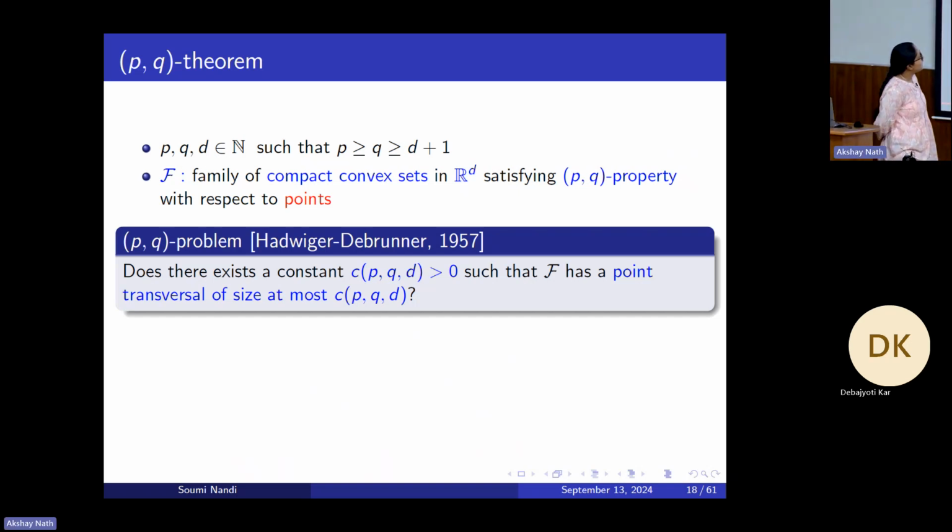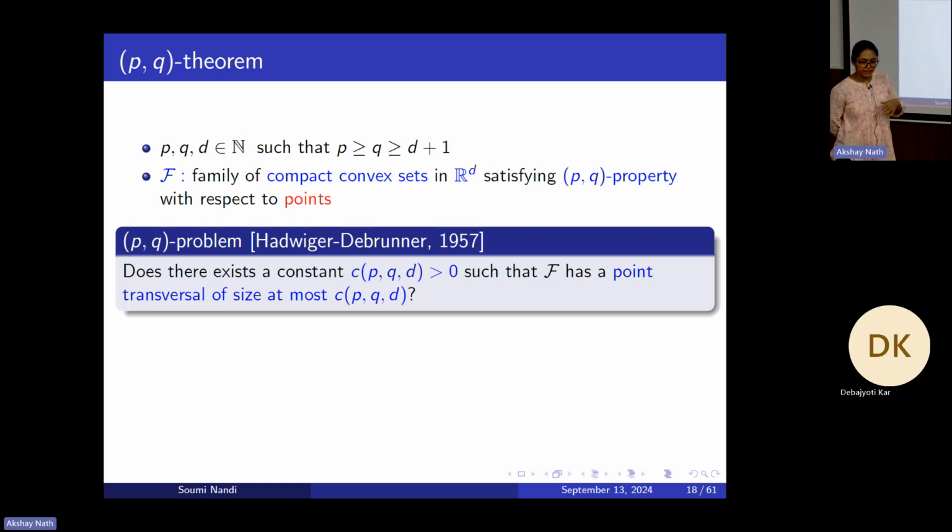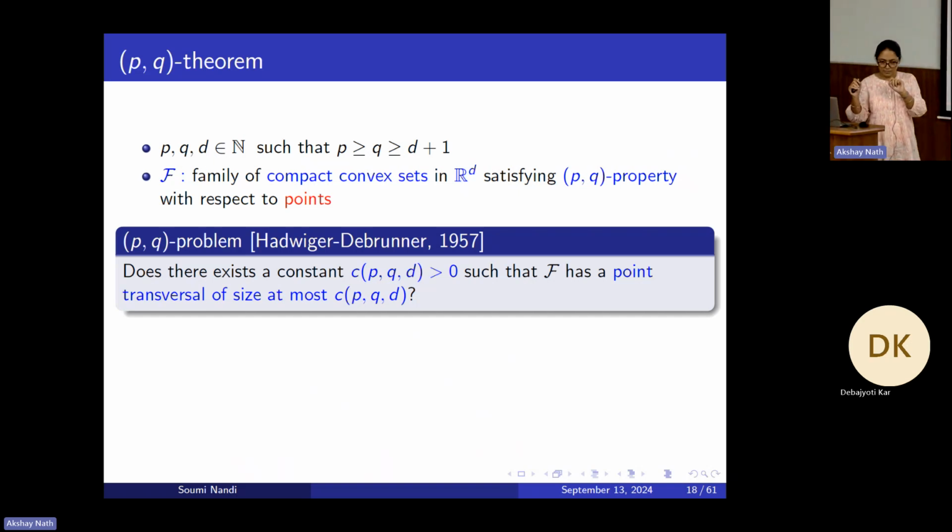Hadwiger and Debrunner introduced this (p,q) problem that says: suppose we have a family of compact convex sets in R^d which satisfies the (p,q) property. Then they ask whether we can give some constant C so that for every family that satisfies this (p,q) property, we can immediately conclude that there will be C many points which will pierce the whole family. That is, we can give some C points so that if we pick any set from that family, it will intersect at least one of those C points. And this problem was open for nearly 3 decades.